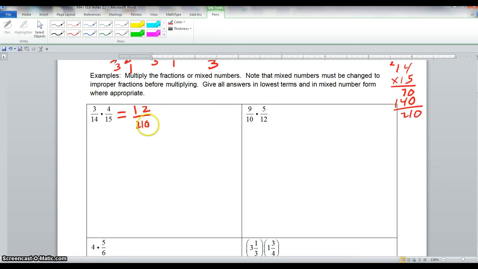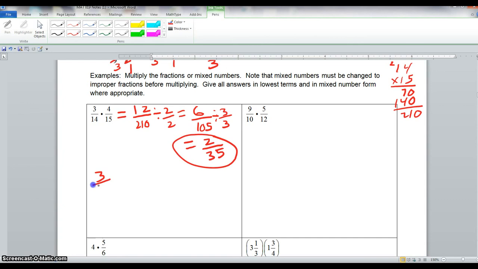Now we look at both of these numbers here. Both of them are even. So we know we could divide both by 2. And this will give us 6 over 105. Now 6 and 105 both have 3 in common. So we divide both by 3. And this will give us 2 over 35. And this is the final answer.